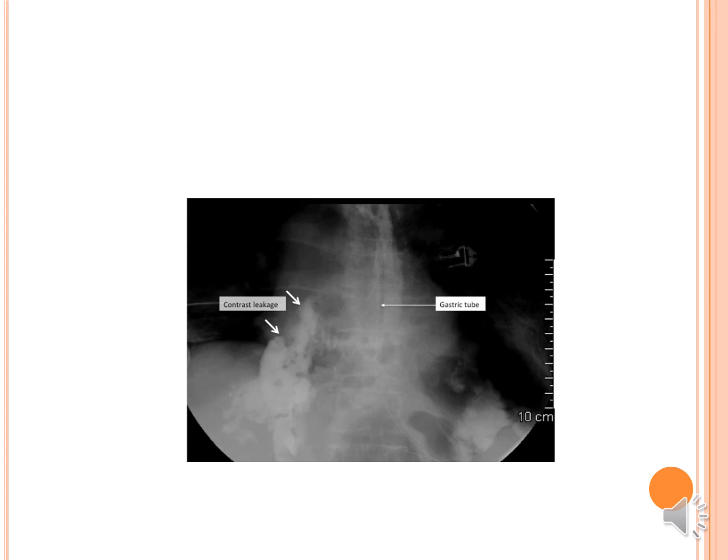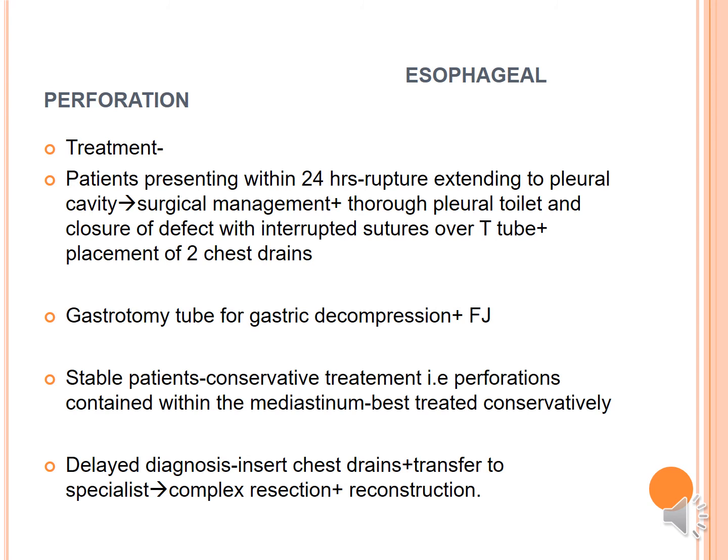Okay, this is what you see in a perforation where there will be a contrast leakage, and this is what you see, a Ryle's tube. And treatment, patients who present within 24 hours of rupture extending to the pleural cavity: surgical management plus thorough pleural toilet and closure of the defect with interrupted sutures over a T-tube, placement of two chest drains. And then we can place a gastrostomy tube for gastric decompression plus a feeding jejunostomy can be done.